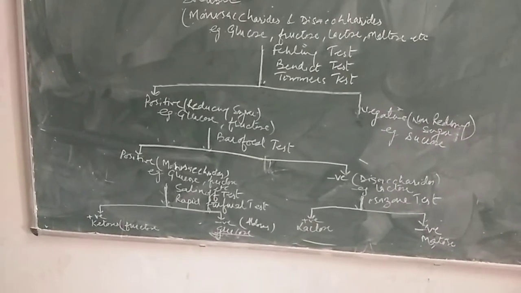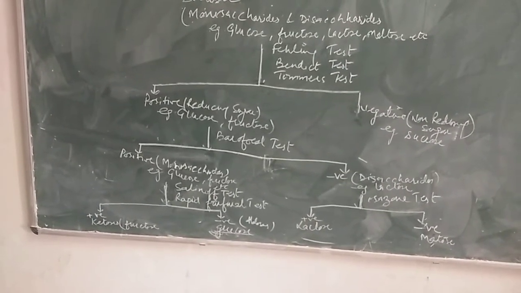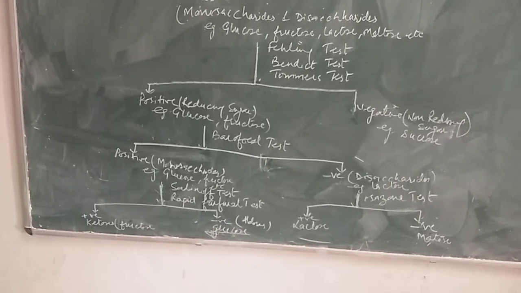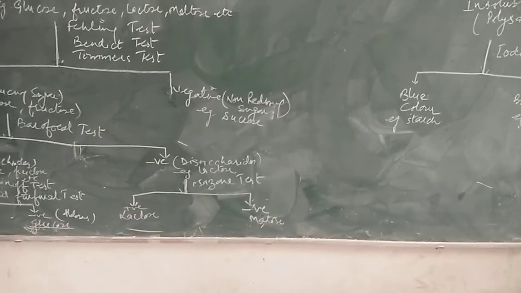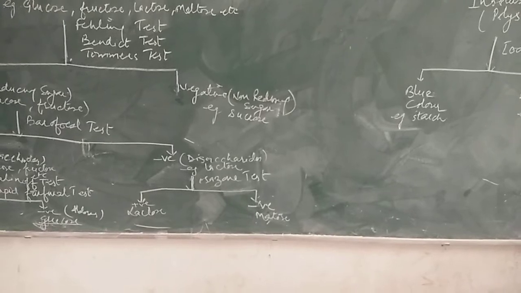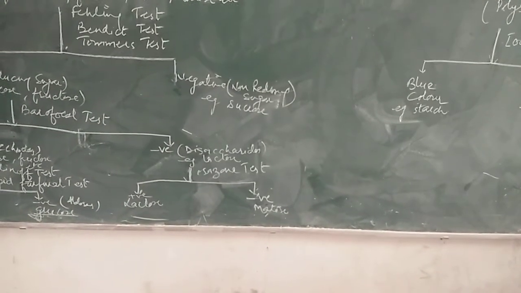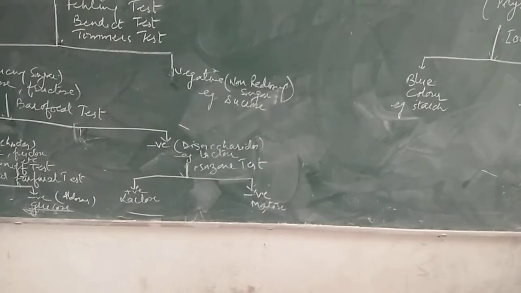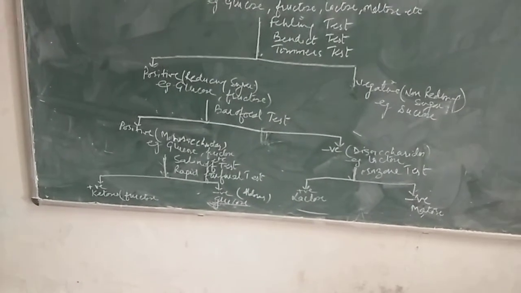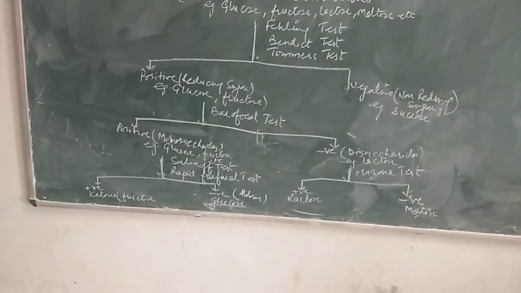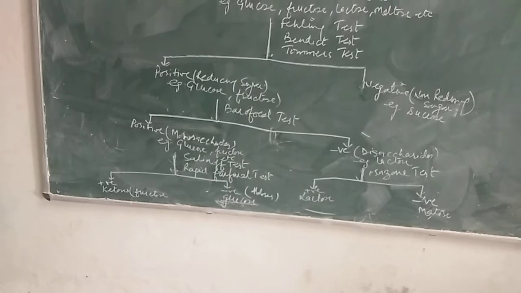Reducing sugars are those sugar compounds which have a free aldehyde or ketone group. Non-reducing sugars are those compounds which have no free aldehyde or ketone group. That is called a non-reducing sugar. If the Fehling test, Benedict test and the Seliwanoff test are positive, then reducing sugar is present.